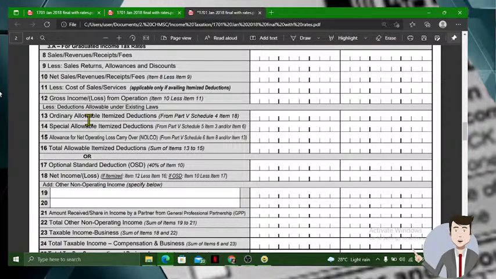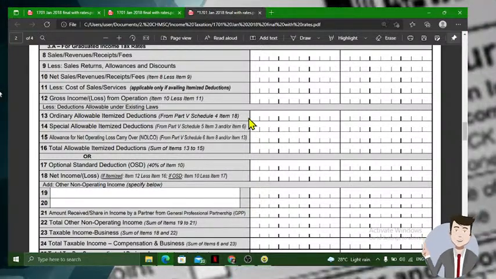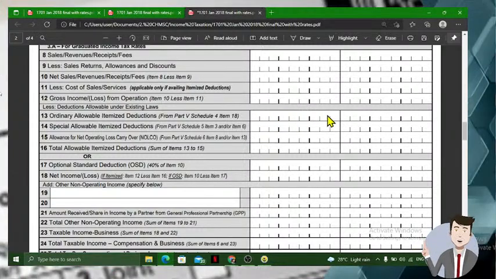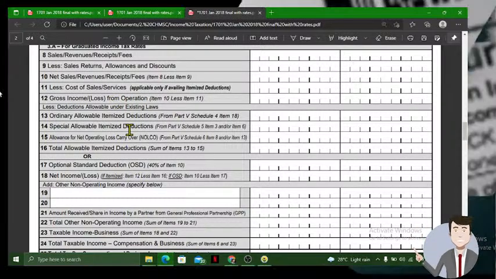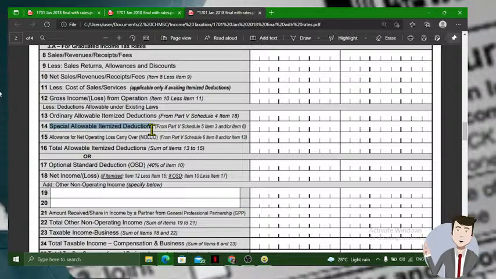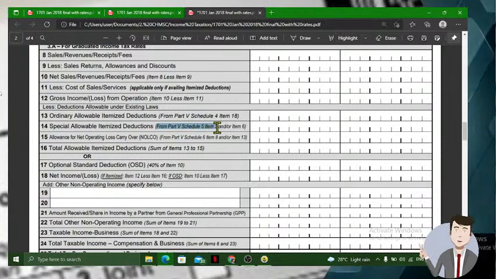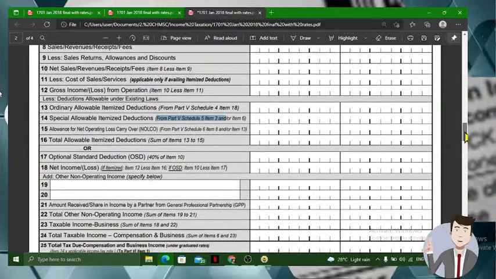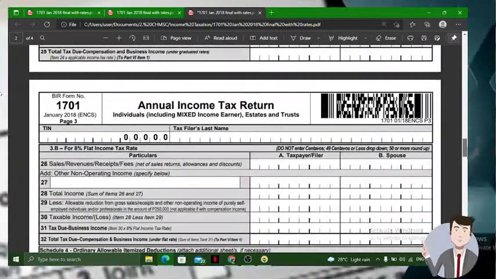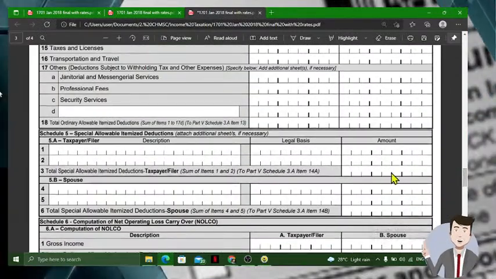Whatever amount is on item number 18 should tally with the amount filled up on item number 13. Setting that aside, okay, number 14, special allowable itemized deduction. So there are two classifications of your itemized deduction. One is ordinary and the other one is special. So that's part number 5, schedule 5, item number 3 and/or item number 6. So let's proceed to part 5, schedule 5. Okay, this is your schedule 5.